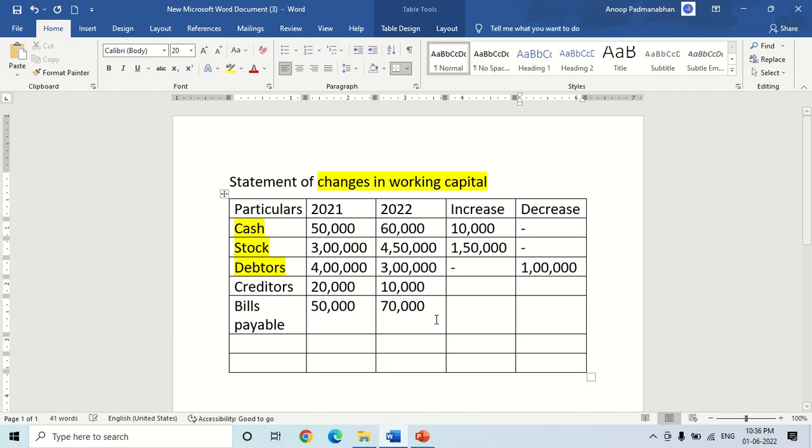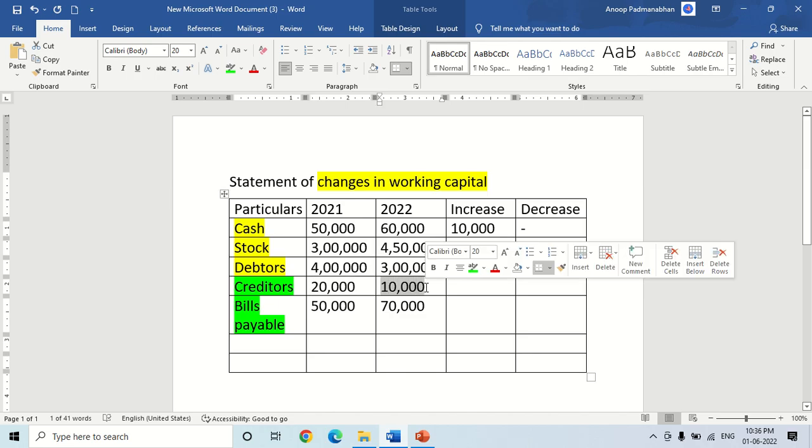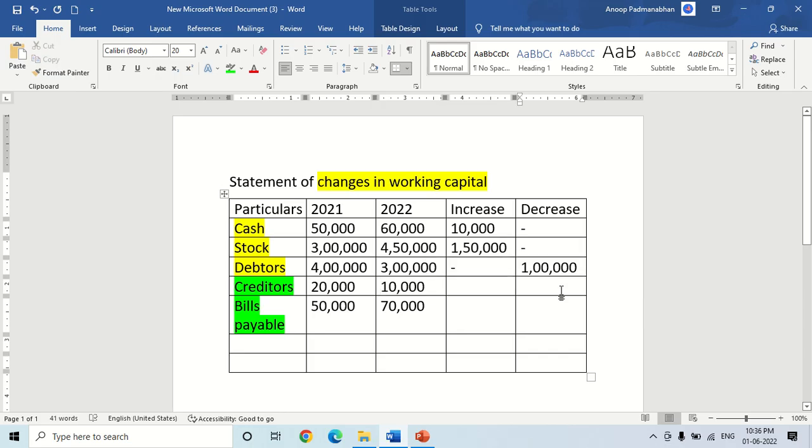Next we are going to see the current liabilities. For current liabilities, what we have learned, opposite action. See, the first item is creditors. Creditors was 20,000. Second year it is reduced. Value is reduced or decreased. I have to write in the opposite column. When value is reduced, I will write in the increase column. How much is this increased? 10,000.